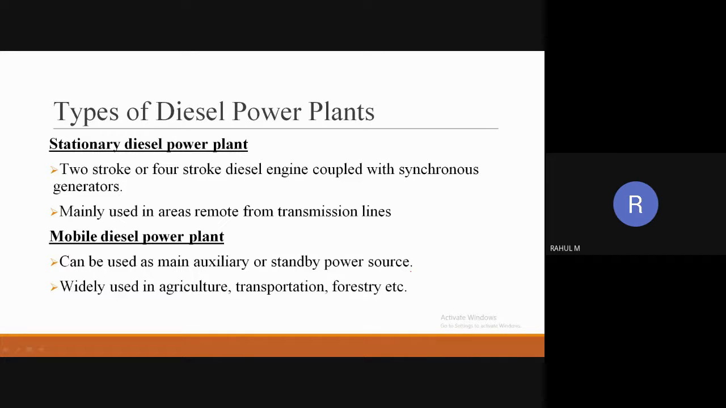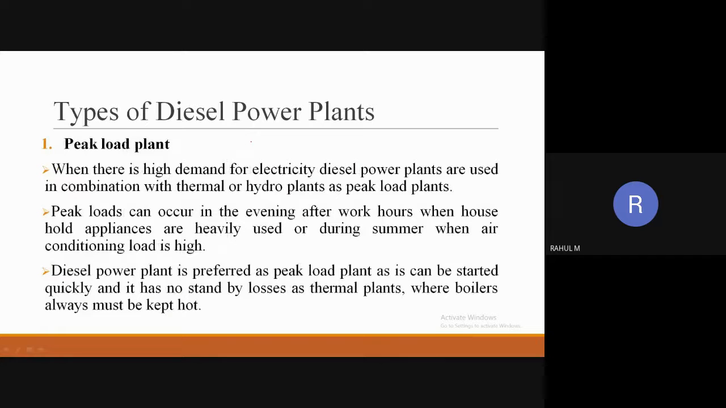Basically there are different types of diesel power plants: the stationary diesel power plant and the mobile diesel power plant. A mobile diesel power plant you can see in our college itself. Stationary diesel power plants are large setups, right?